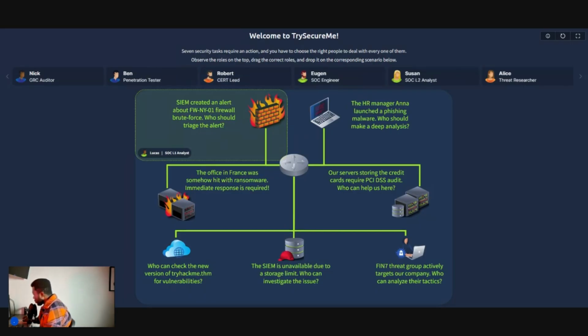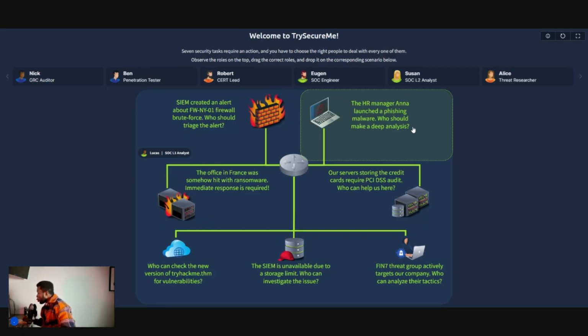Now, let us pay close attention again. All right, we are going to go by what we are seeing here. Now, we are saying here that the HR manager Anna launched a phishing malware, who should make a deep analysis? Now, if you pay very close attention, you can see that this is emphasizing who should make a deep analysis.